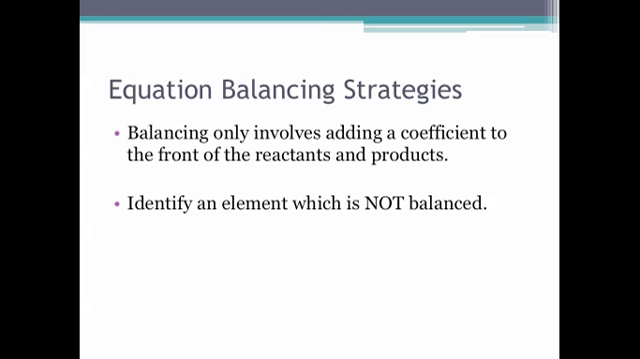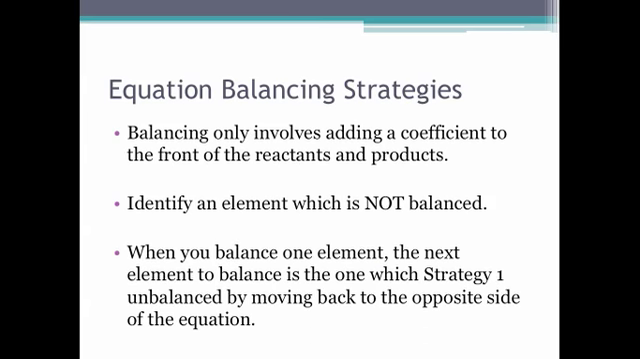The next thing you've got to do when you're balancing things is work out which elements aren't balanced. And then, of course, you start putting coefficients in front of them. The problem often when you're putting coefficients in front of a molecule is that it consists of two different types of atoms or even more.